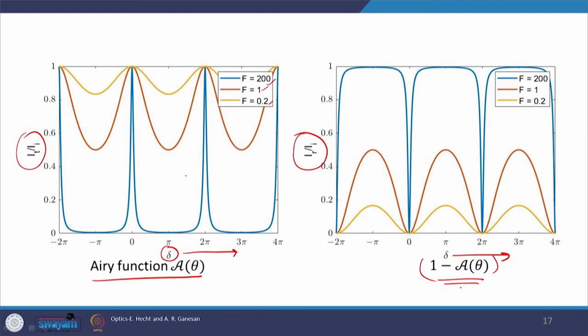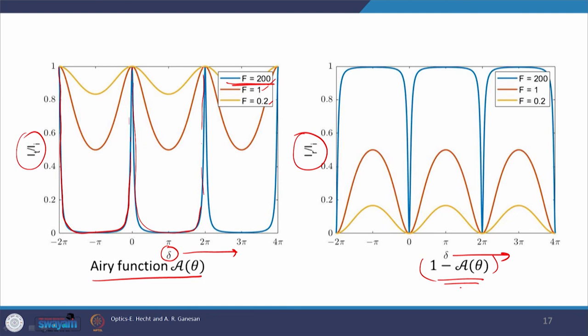Now you see that for large value of coefficient of thinness, the irradiance first sharply drops down and then becomes 0, and then it again reaches a maxima. Then again it drops down, remains very low, and again reaches a maxima. A periodic variation is found. These are called fringes, of course.